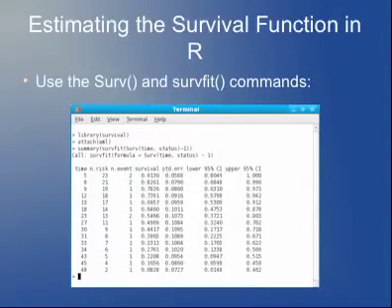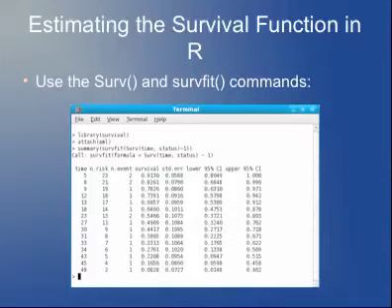To estimate the survival function in R, there are two commands you need to know. The surv function just takes two vectors and converts them to a survival object, and survfit is used to estimate the survival function for a given survival object.